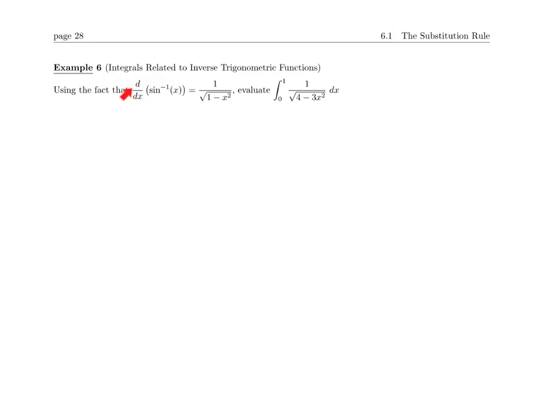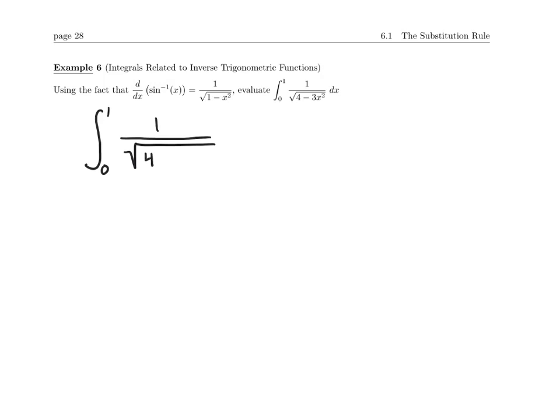So you should recall that the derivative of inverse sine, or arc sine, is 1 over the square root of 1 minus x squared. We're going to try to use that to evaluate the integral from 0 to 1 over the square root of 4 minus 3x squared dx. And you're probably thinking, how on earth am I going to do that? Well, what we're looking for here is structural similarities.